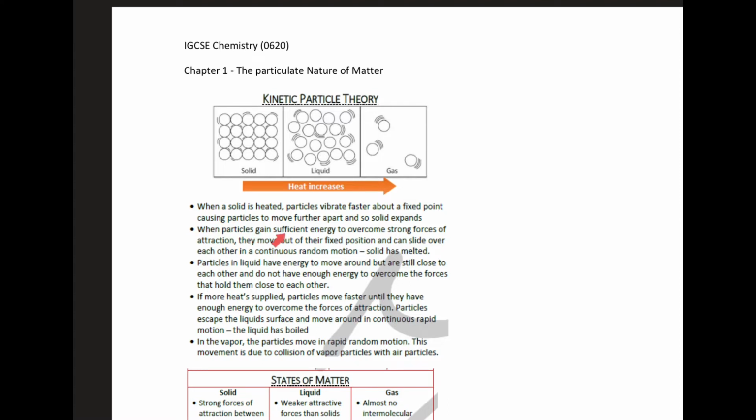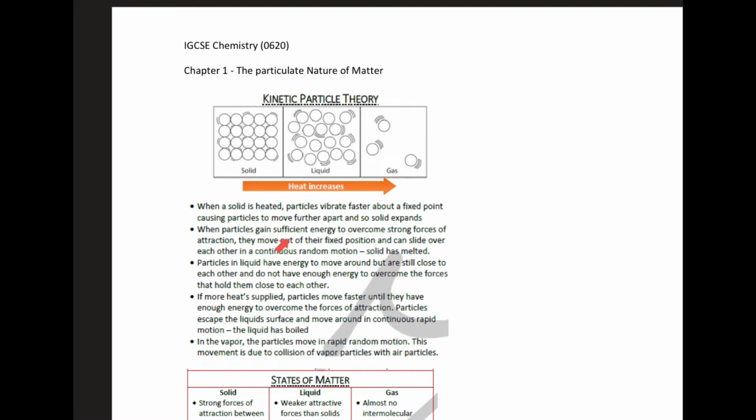When particles gain sufficient energy to overcome strong forces of attraction, they move out of their fixed position and can slide over each other in a continuous random motion. The solid has melted. From here, you can see a few important points. The first point is when you heat up the solid, it melts. When the solid melts, they take the energy to overcome the forces of attraction. So that's the first thing.